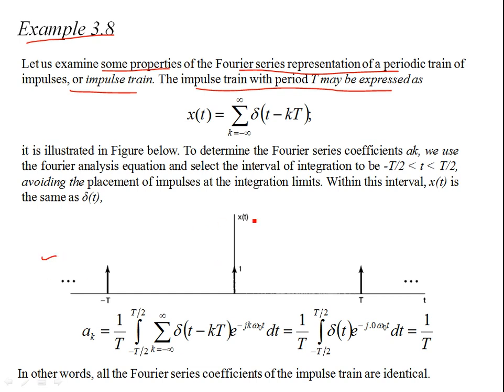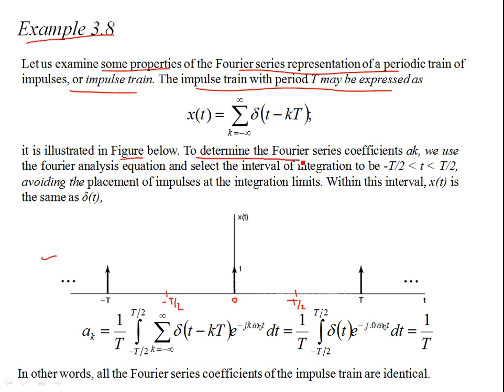So x(t) is written as a summation of impulses. For k equal to 0, it's just a delta(t) function at 0. When k is equal to 1, then at plus minus T, because k is varying from minus infinity to plus infinity, you will have an impulse, then at plus minus 2T, plus minus 3T. Okay, so this is a periodic impulse train having a period of capital T. So let's say from minus T by 2 to plus T by 2, this is one period. Okay, so this is illustrated in the figure below.